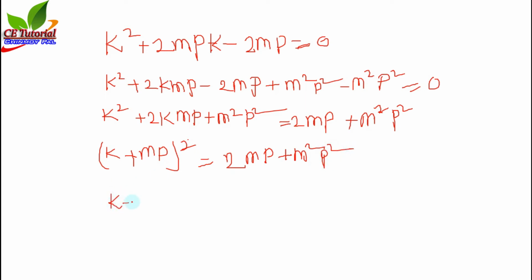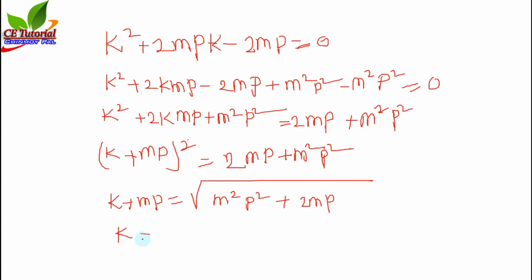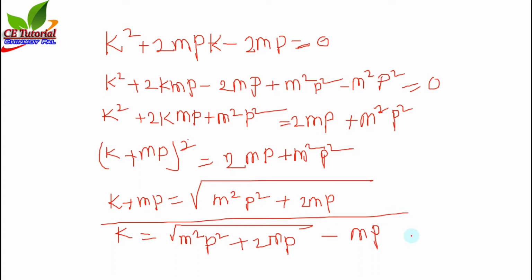So K plus MP equals root of M square P square plus 2MP, and finally K equals root of M square P square plus 2MP minus MP. So this is the formula of K.